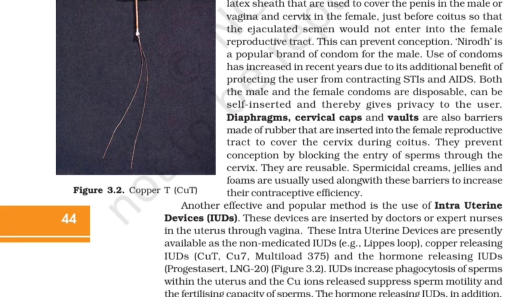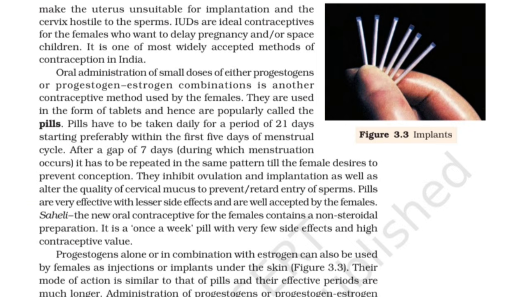IUDs increase phagocytosis of sperms within the uterus, and the Cu ions released suppress sperm motility and the fertilizing capacity of sperms. The hormone-releasing IUDs, in addition, make the uterus unsuitable for implantation and the cervix hostile to the sperms. IUDs are ideal contraceptives for the females who want to delay pregnancy or space children. It is one of the most widely accepted methods of contraception in India.